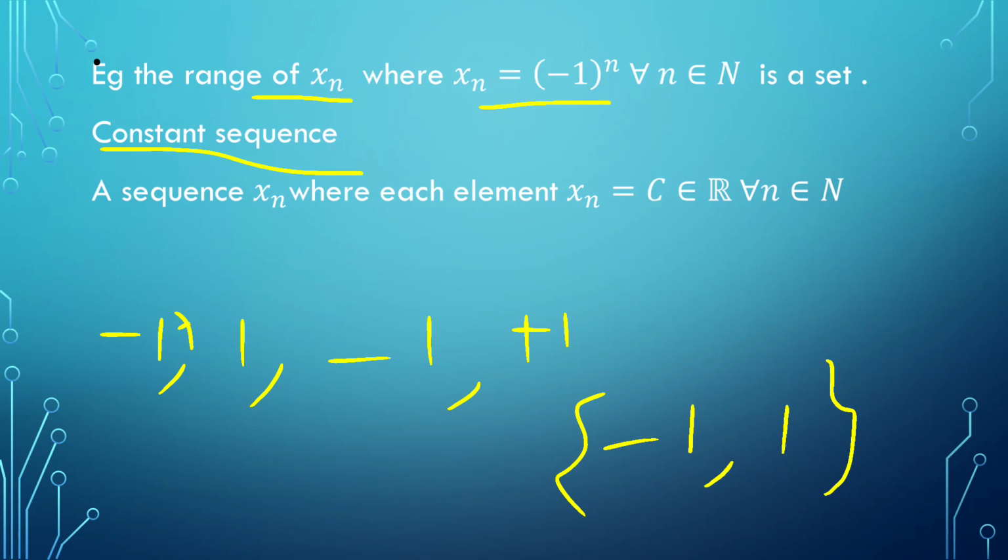Now let's look at another sequence we call a constant sequence. A sequence xn, where each element in xn is a constant c, we'll call that sequence a constant sequence. Each element in xn being a constant means that is a constant sequence.